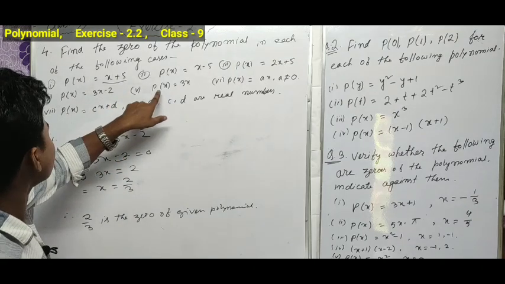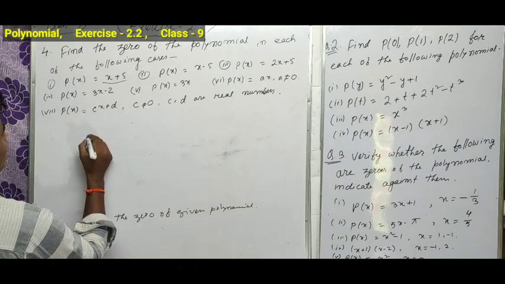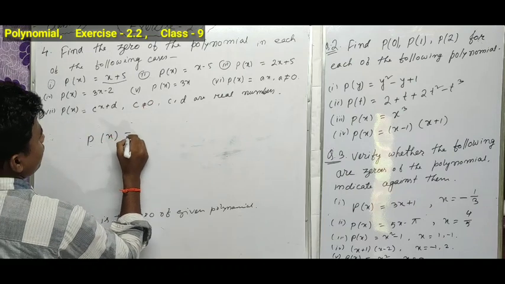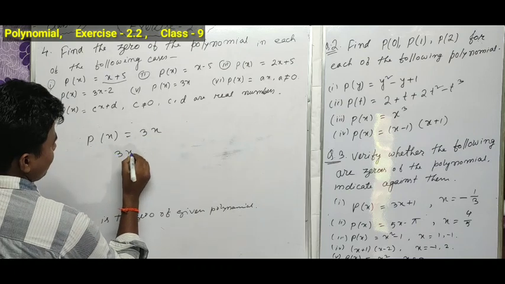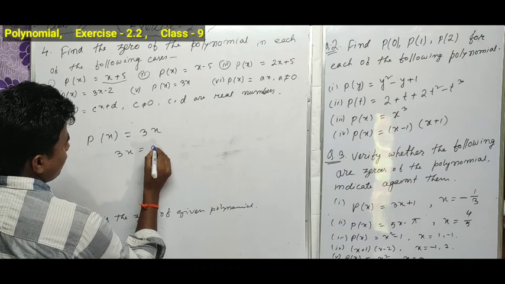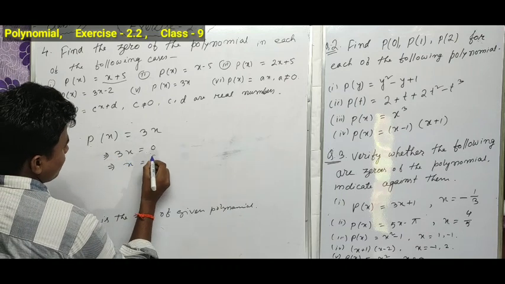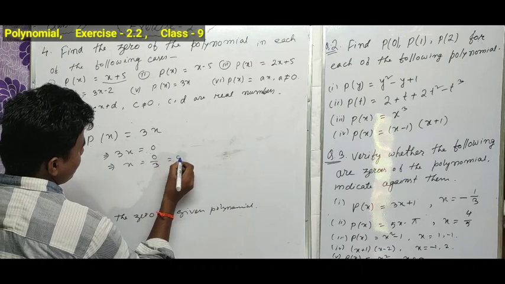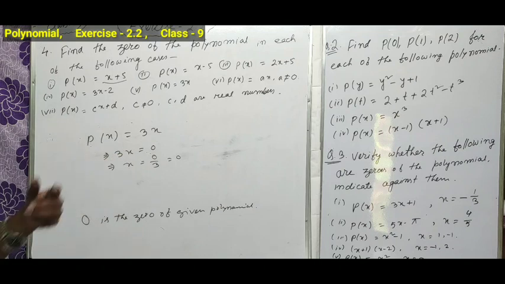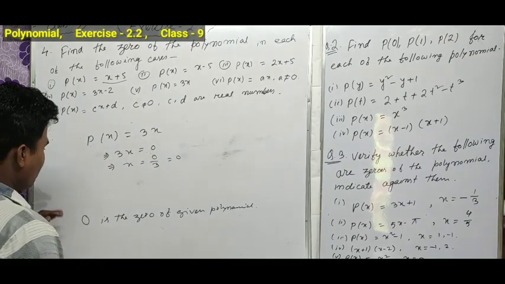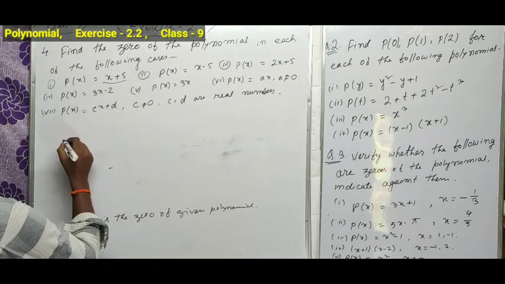Okay, answer this one. Next you can see question number 5. Question number 5 is px equal to 3x. Can you write this 3x equal to 0? Yes. Next x will be 0 by 3, that means 0. So we can write 0 is the zero of the polynomial. So very simple.